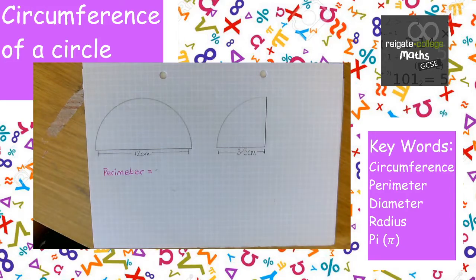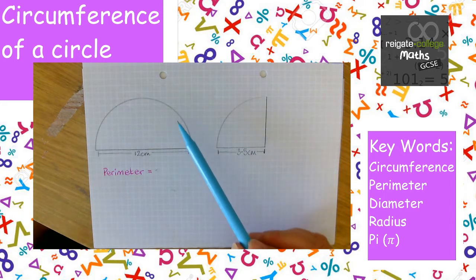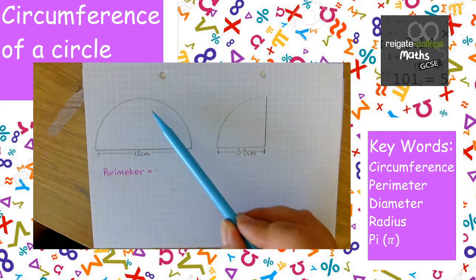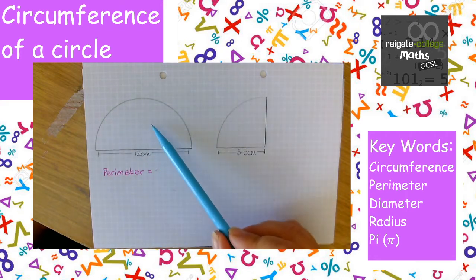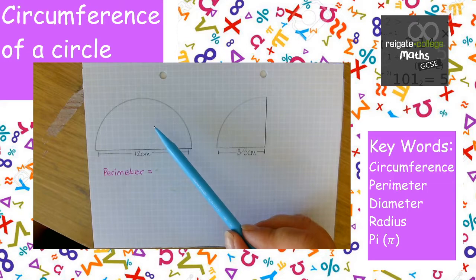I have two illustrations here. One is a semicircle or half a circle. The other is a quarter of a circle. If I want to calculate the outside rim here, I won't be asked for a circumference. I will be asked for a perimeter. But I do need to calculate the circumference that would have been for the entire circle. Half a circle means half a circumference.